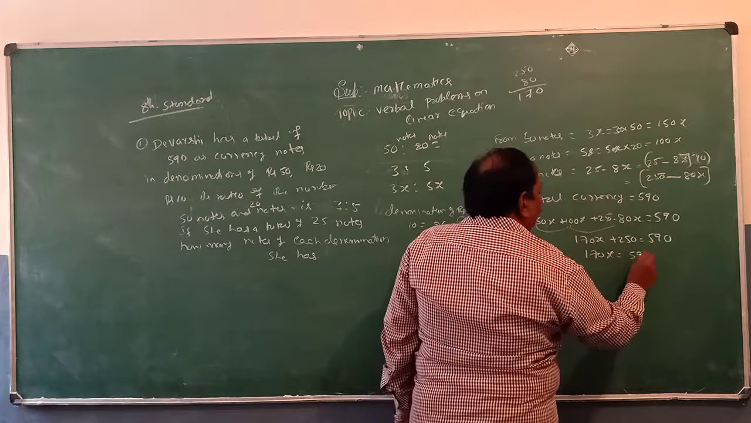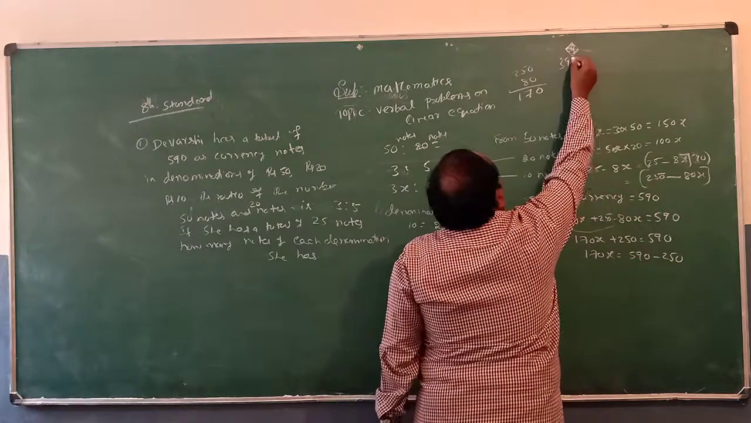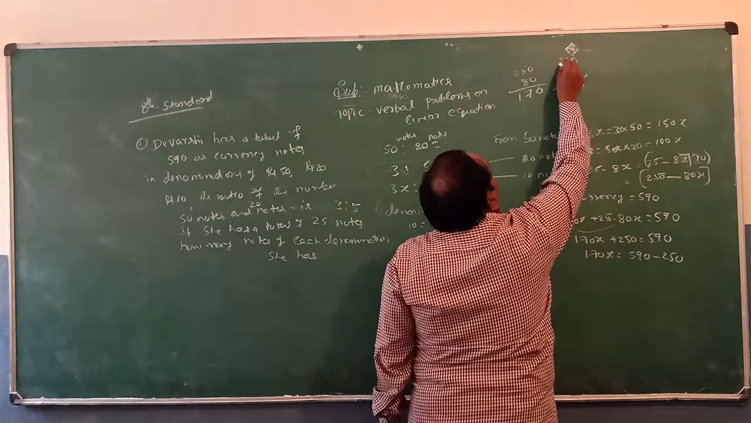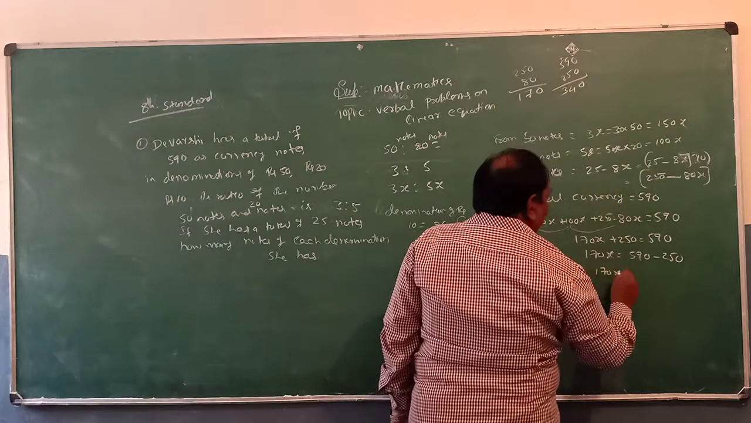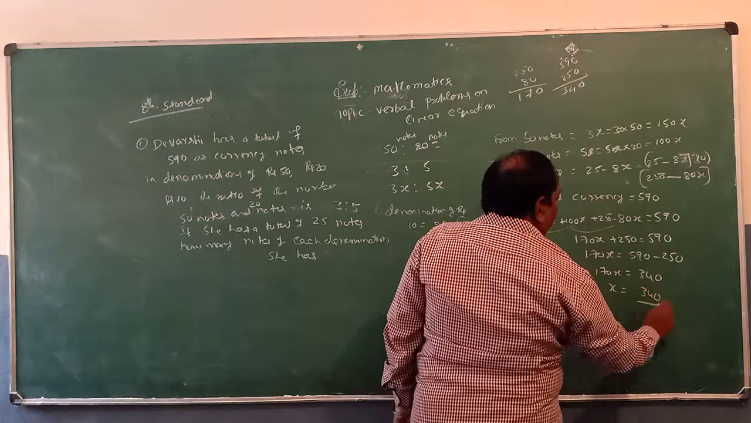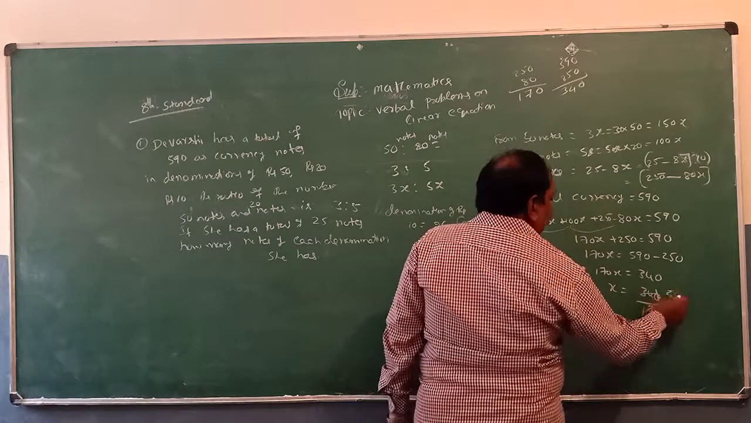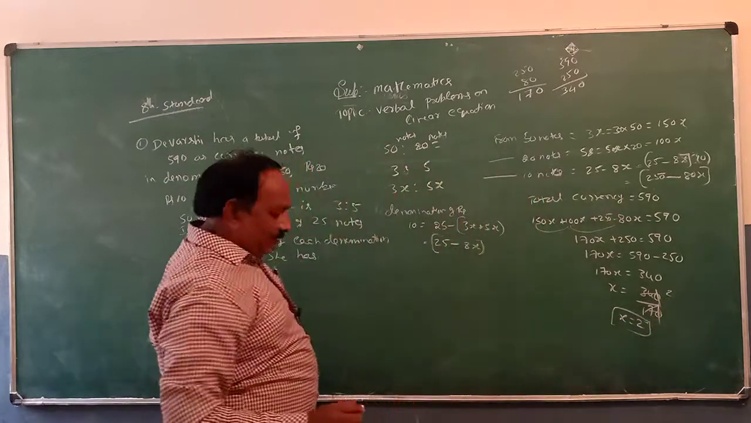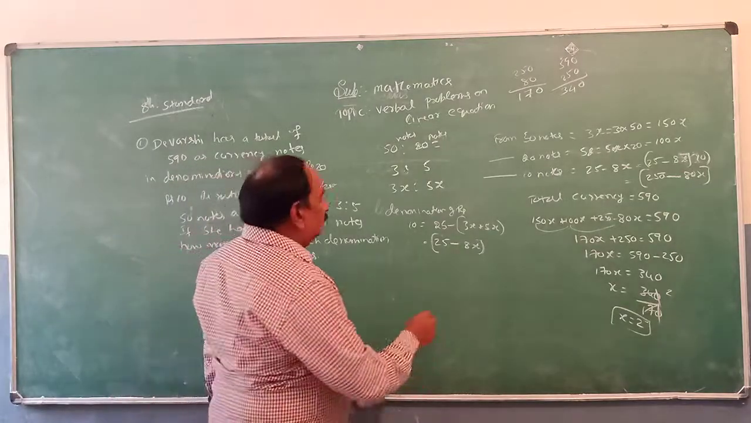170x is equal to 590 minus 250. 590 minus 250: 0, 9 minus 5 is 4, 5 minus 2 is 3. We get 170x is equal to 340. x is equal to 340 divided by 170. 0, 0 cancel. 17 ones are 17, 17 twos are 34. x is equal to 2.